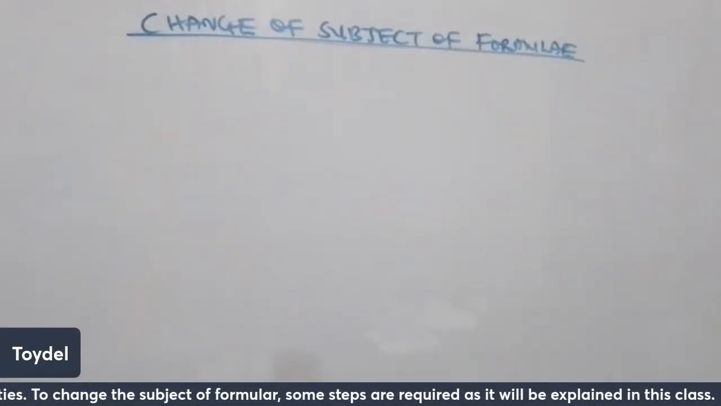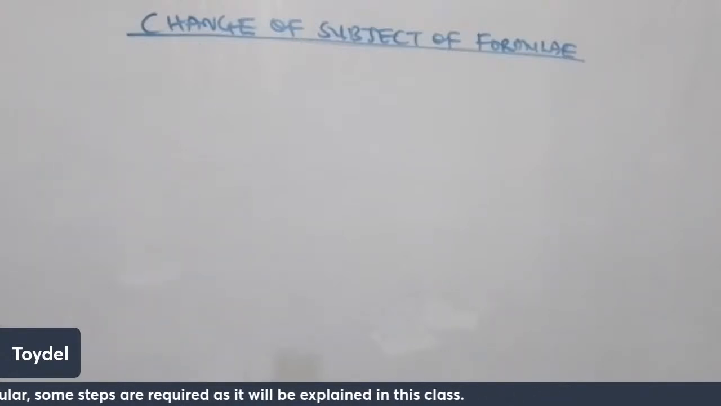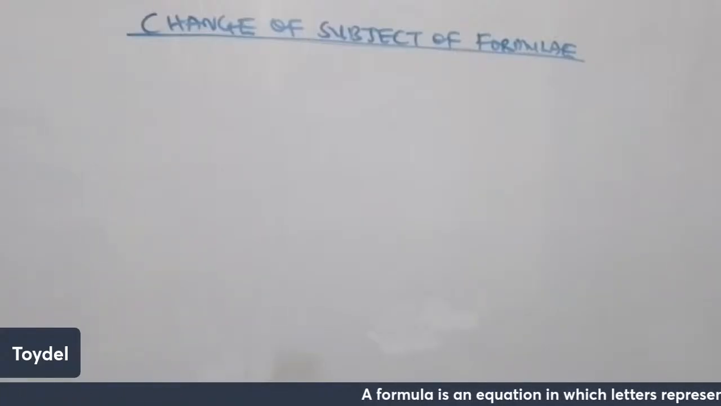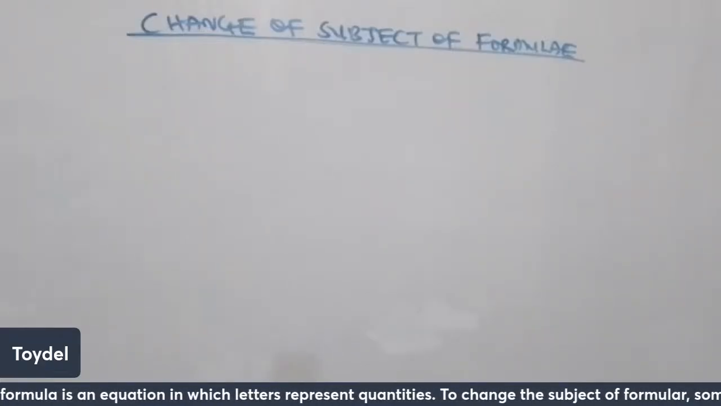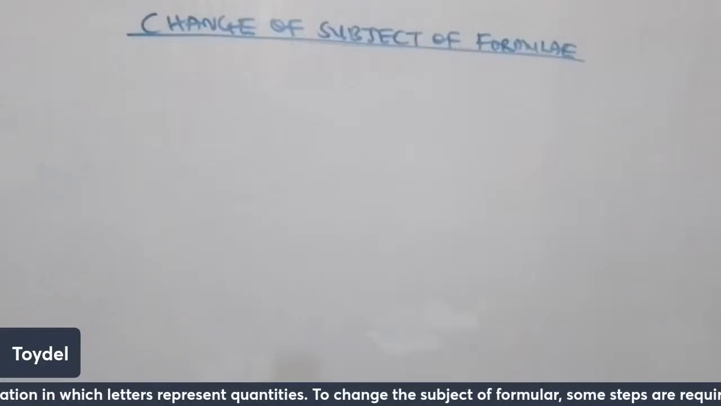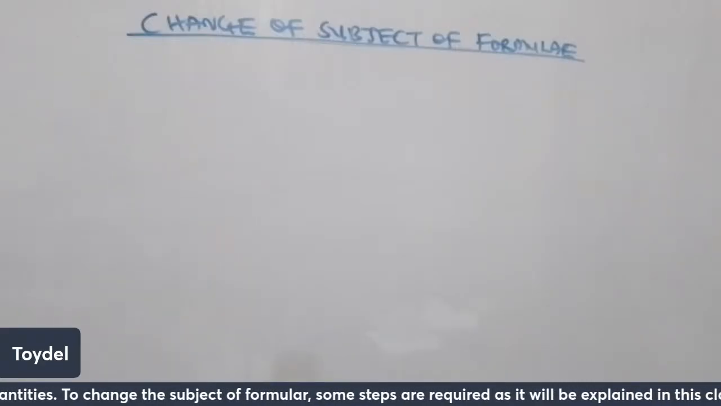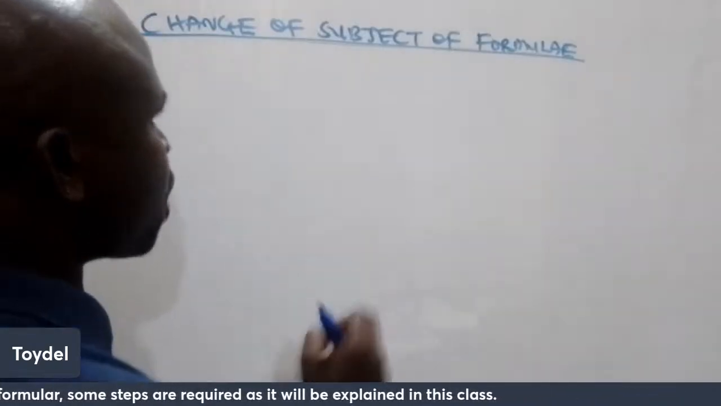We want to look at change of subject of formula. Before we can discuss this topic, we must know the definition of a formula. So what is a formula? A formula is an equation in which letters represent quantities. That is, if we use letters of the alphabet to represent quantities, then we can refer to that as a formula.